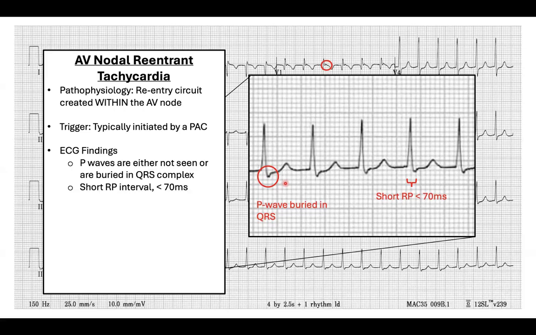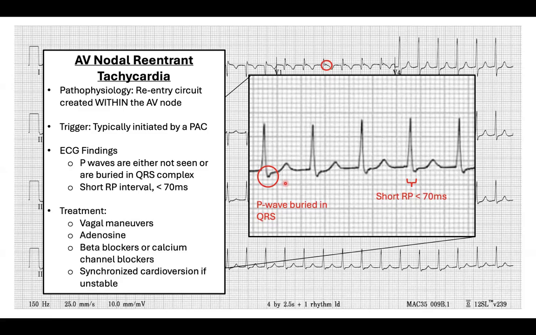And again, just highlighting that the EKG findings are that the P waves sometimes cannot even be discerned, or if they are seen, they're often buried within the QRS complex, as Jason just outlined for us. And then again, characterized by a short RP.